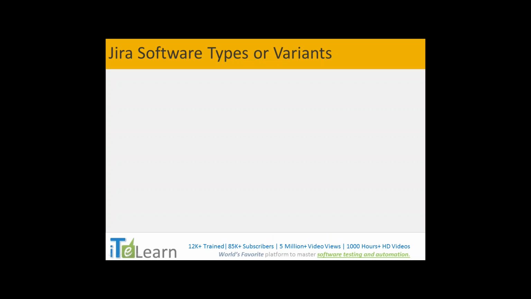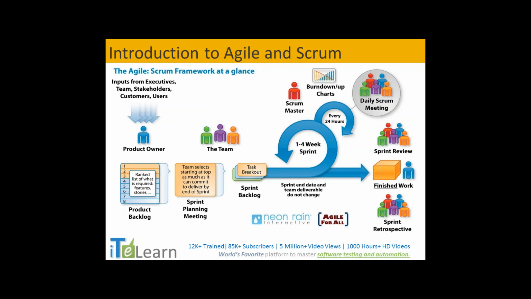Okay. So this is about Agile. Agile is quick, the quick delivery, and there are different methodologies in Agile. You might have heard about Scrum. You might have heard about extreme programming. You might have heard about unified process.